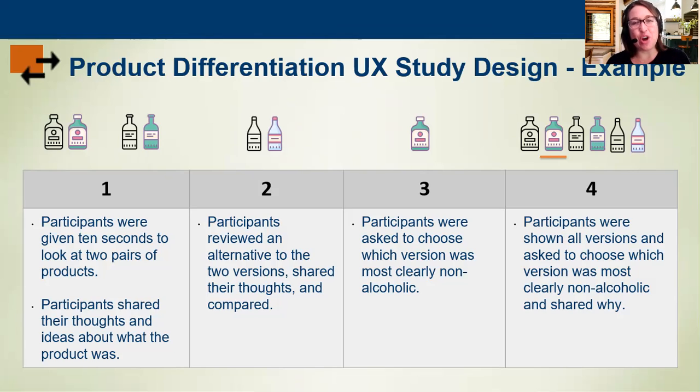Then they reviewed an alternate to the 2 versions and shared their thoughts and compared. They were asked to choose which version was most clearly non-alcoholic. And then they were shown all the versions and asked to choose which was most clearly non-alcoholic and shared why. These were one-on-one sessions, and the result of this was to get more information about the legibility of text, the wording, the language that was on the bottle, and to find out what folks were making sense of in terms of what they saw on the packaging.